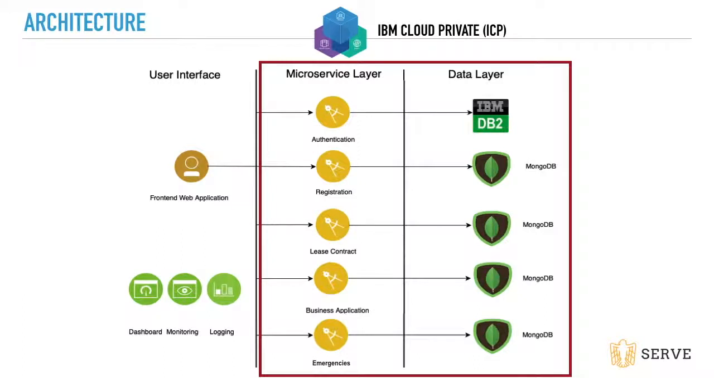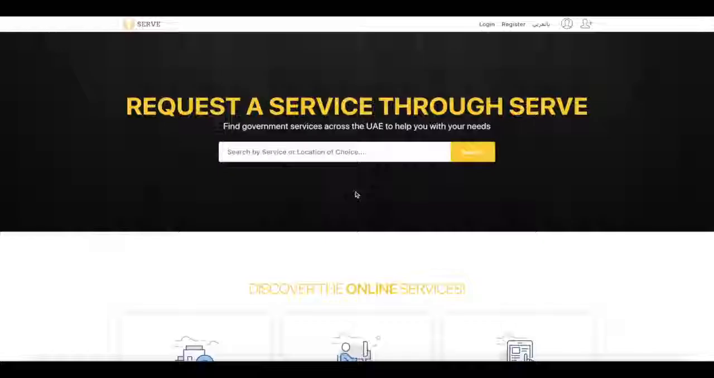To make the app secure, Calico and Istio are used on ICP to configure each microservice so that it can only communicate with its own database. We also have monitoring for microservices, which checks CPU usage, requests per second.